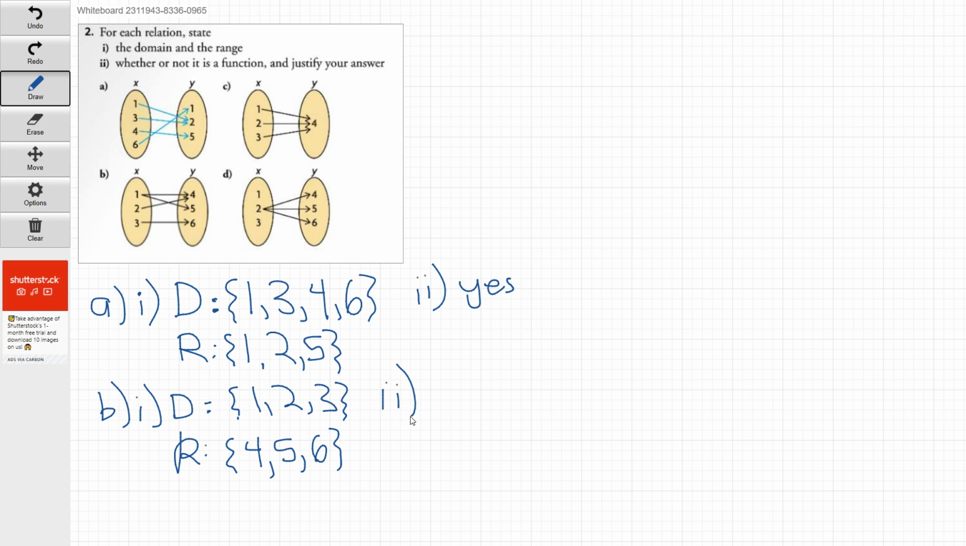And part 2, is this guy a function? Well, let's remember, every x can only have one unique y. If we look at the number 1, it has two y's, 4 and 5. So in that case, we'll say no, this isn't a function.